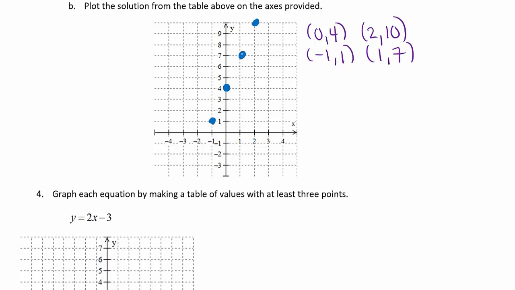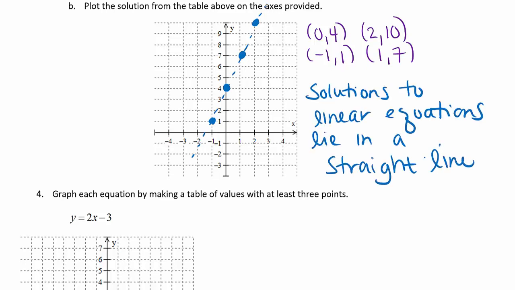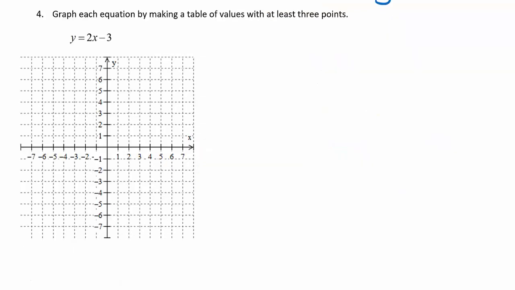The one thing I notice about these solutions is they happen to lie in a straight line. That's actually not a coincidence. Solutions to linear equations always lie in a straight line. That's really where that word linear comes from, because if you graph all the solutions, you end up getting a straight line. So graphing an equation with 2 variables is a great way of expressing what all the possible solutions are. The graph actually illustrates all the numbers that can be plugged into that equation and will give you a true statement.